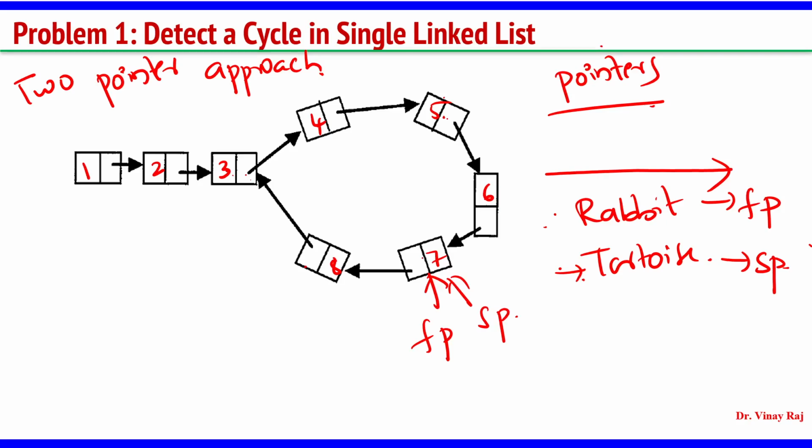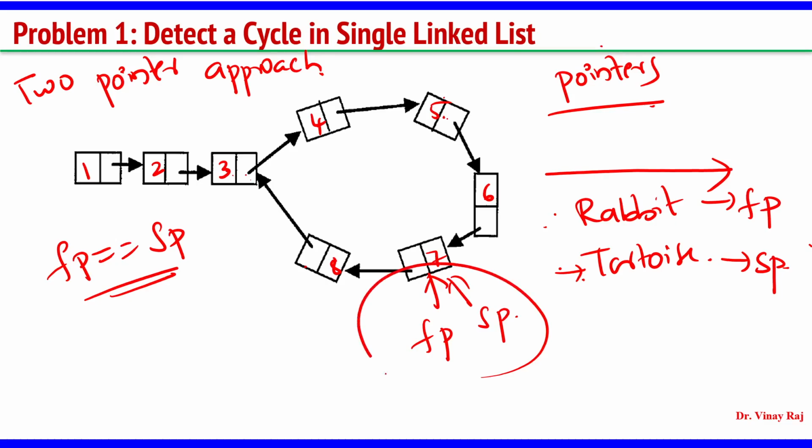See, if both the pointers, slow pointer and fast pointer, meet at a single point, if both the pointers' data is equal, then we say yes, there is a cycle, because they are meeting in a circle, they are meeting at some point. It means they are roaming in the same path. So this is the approach for finding out whether there is a cycle in a single linked list or not.